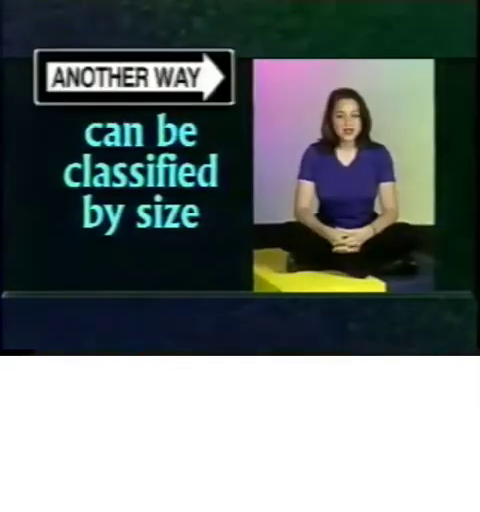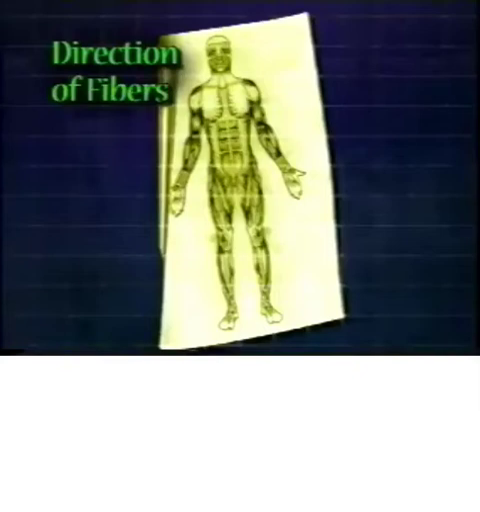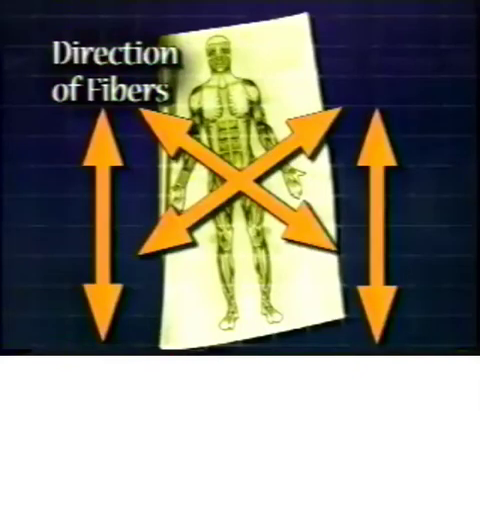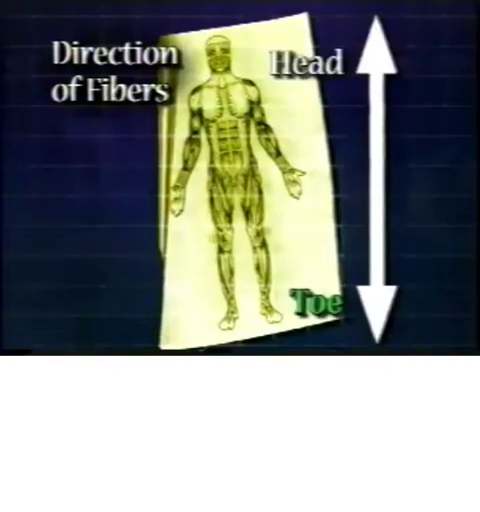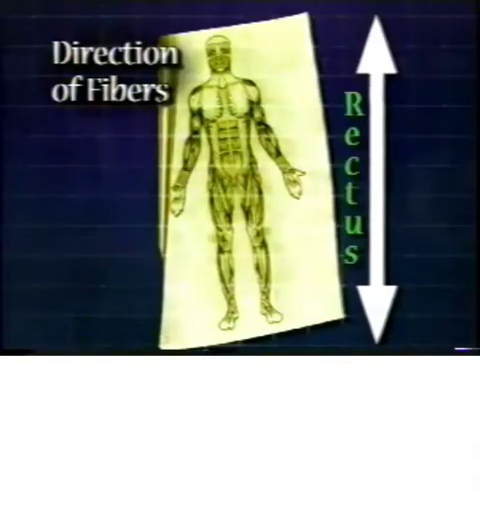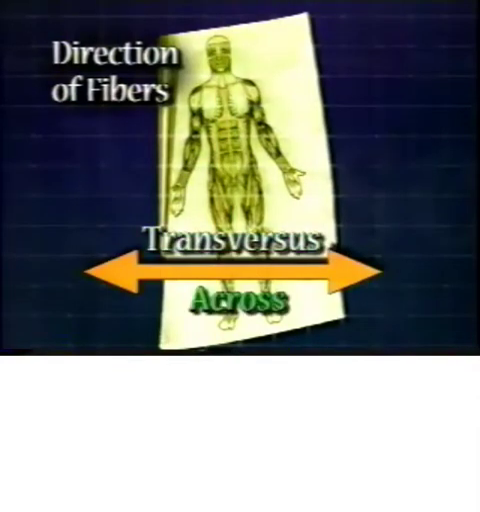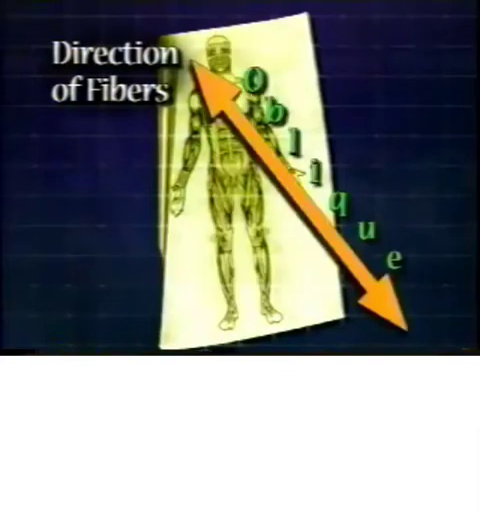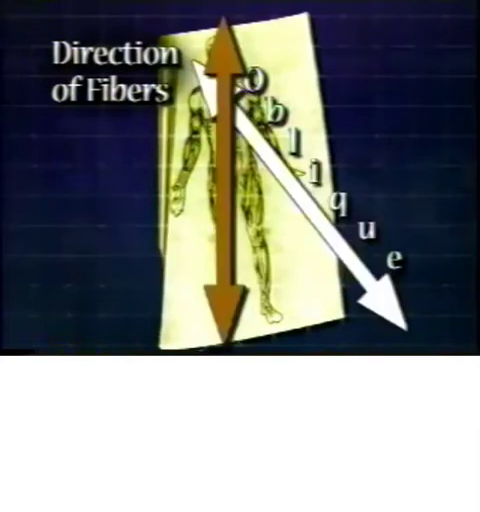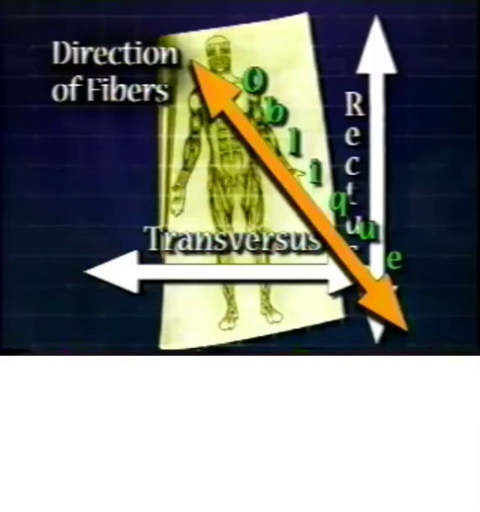Another way to classify a muscle is by its direction of fibers. The direction of fibers describes the orientation of muscles relative to the long axis of the body. The long axis of the body runs from head to toe, so muscles can be rectus, meaning straight. In this case, they're flush with the long axis. Muscles can be transversus, meaning across. This means they're perpendicular to the long axis of the body. Or, muscles can be oblique, meaning they're oriented at an angle to the long axis. It's as simple as that. Rectus straight, transversus across, oblique, angle.